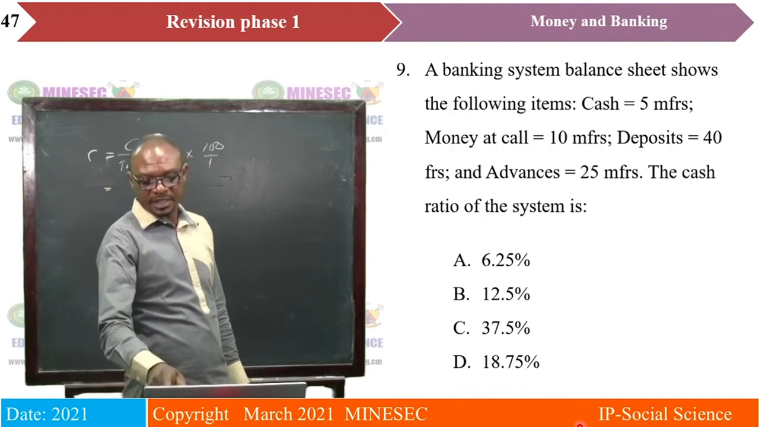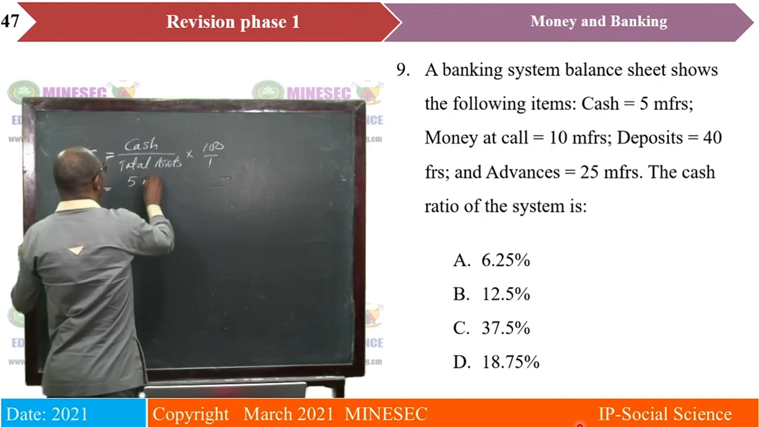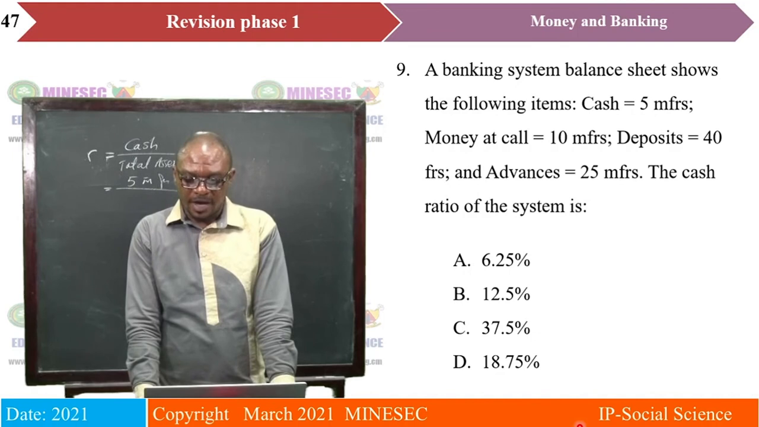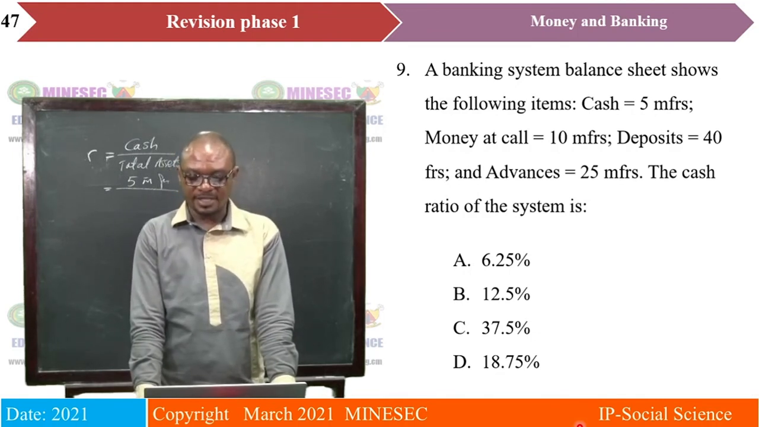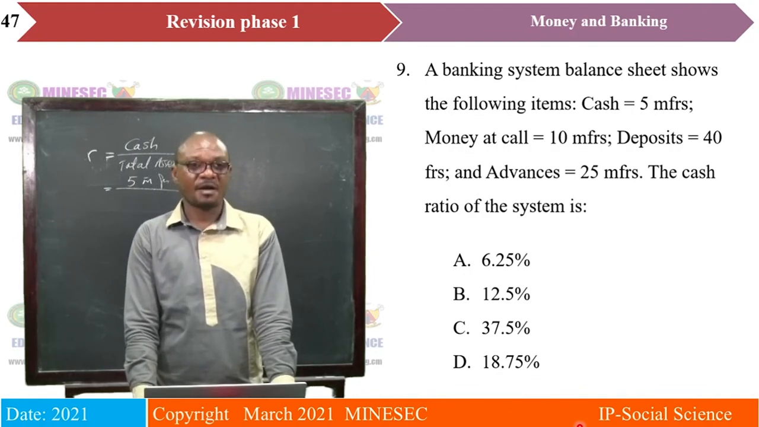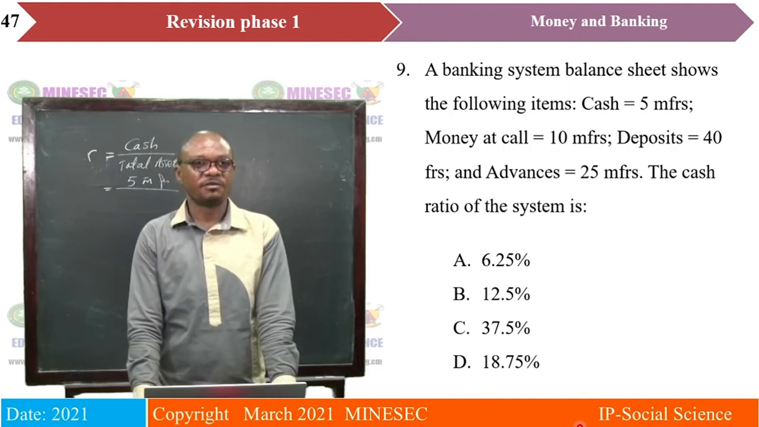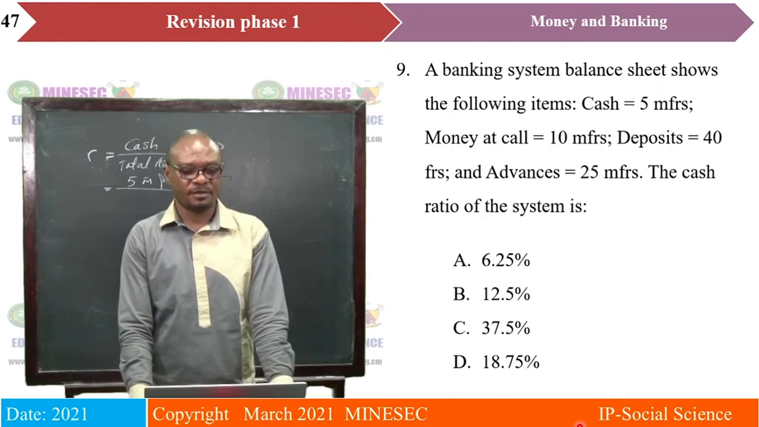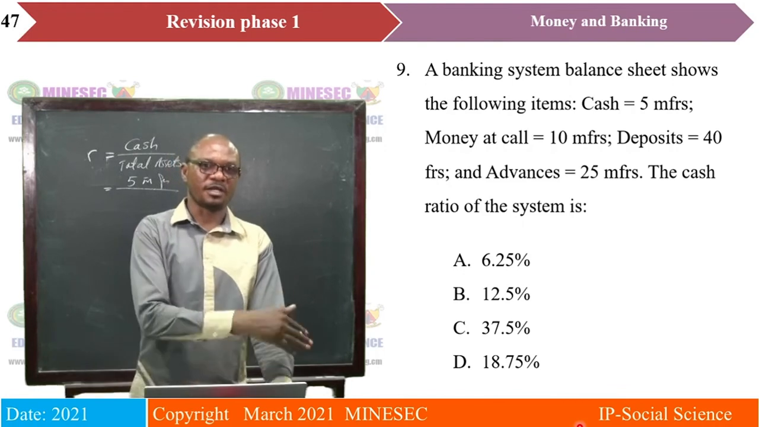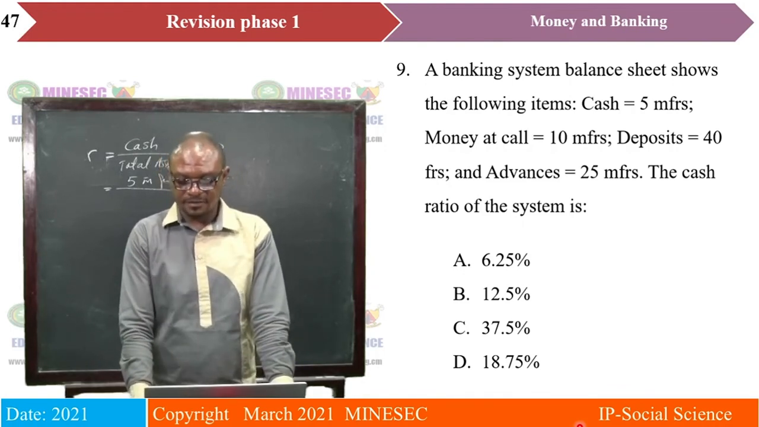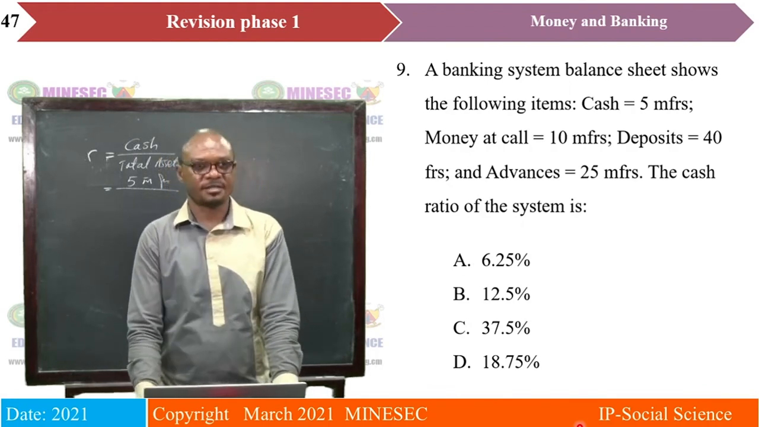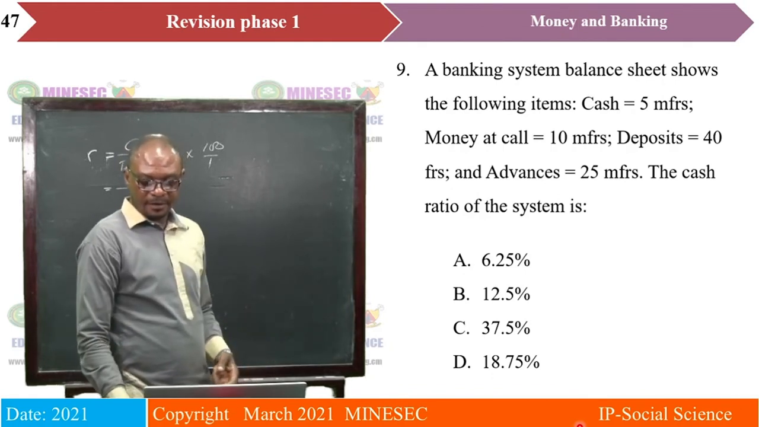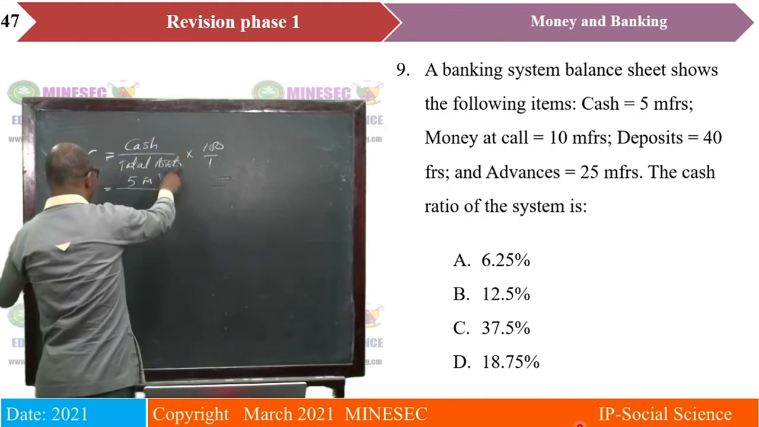The value of cash in this economy is 5 million francs. And then the value of total assets. Look at it carefully. Cash is an asset. Money at call is an asset, which is 10 million francs. Money at call are basically loans to discount houses, loans given on the basis that they can be recalled at any time or within a short notification. Deposits are not an asset. Deposits are liabilities, so they don't fall within our solution set. And then advances, 25 million francs, are an asset. Advances are illiquid assets. So cash, 5 million, money at call, 10 million, that is 15 million francs. And advances, 25 million, that makes 40 million francs. So total assets, 40 million francs.